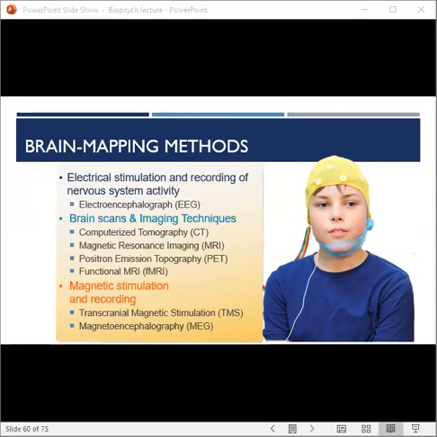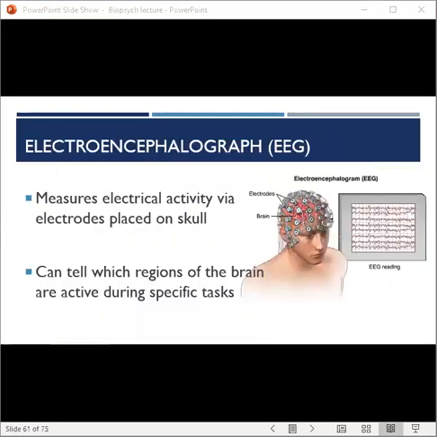I like this chart. I think it's a good organizational system for all of the different types of scans and their abbreviations because they can get a bit unwieldy. We'll start out by talking about electrical stimulation with the EEG. We'll move on to talking about different brain scans and imaging techniques, and we'll end by talking about magnetic stimulation and recording. So let's dive in.